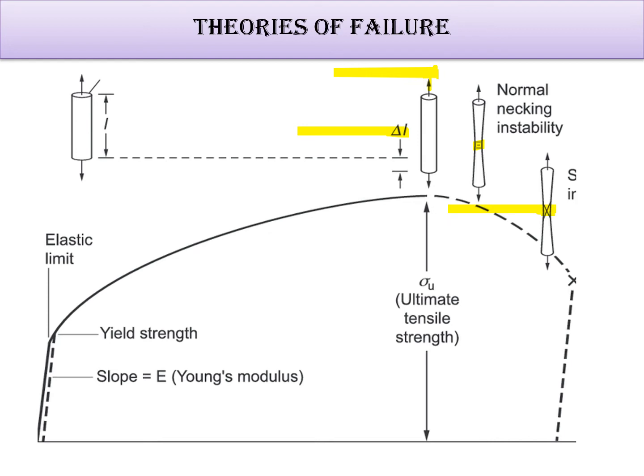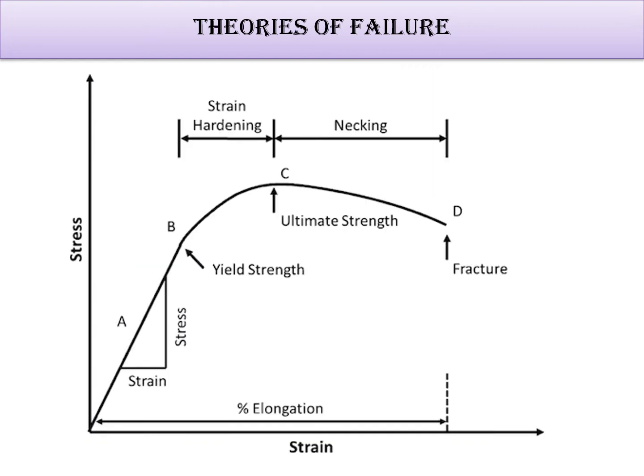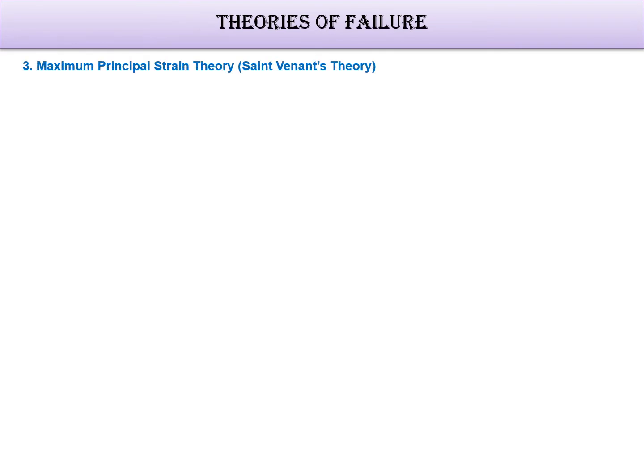So this we know is a stress-strain diagram and how it works. Failure theories work on this only. Now this much is our strain hardening part. This is the necking part where the necking occurs, and here the fracture takes place. So these are the strain and these are the stress. Now this theory works on the strain, that is, what amount of energy is stored in the material. The maximum principal strain theory is also known as Saint Venant's theory.